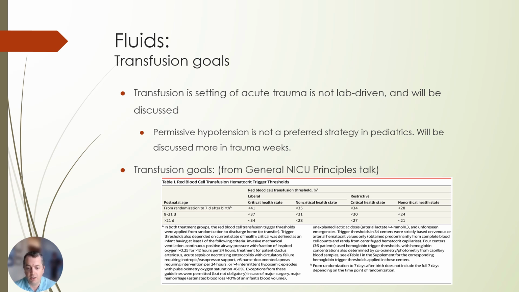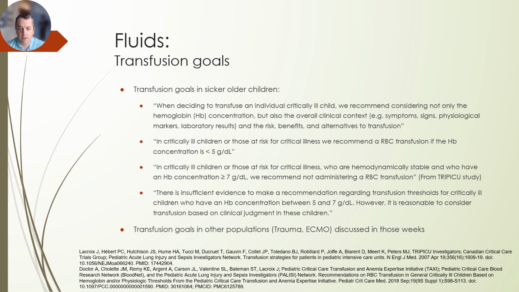Transfusion goals, here's for the NICU, which was also in the general NICU principles talk, and in that population there was no difference in outcomes with restrictive versus liberal transfusion threshold. In sicker older children, this is from these two references at the bottom. When deciding to transfuse an individual critical child, we recommend not only considering the hemoglobin concentration, but the overall clinical context. A definite transfusion for hemoglobin less than 5. A definite not for those who are hemodynamically stable with a hemoglobin above 7. And in between those, we don't have data to make a recommendation. However, it's reasonable to consider based on clinical judgment. In specific populations like trauma and ECMO, we'll discuss during those respective weeks.